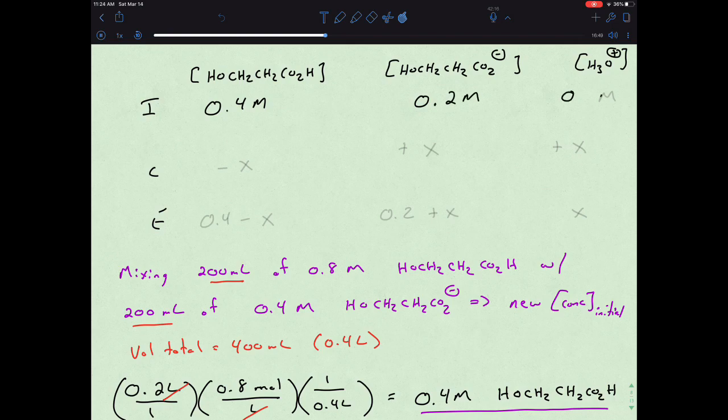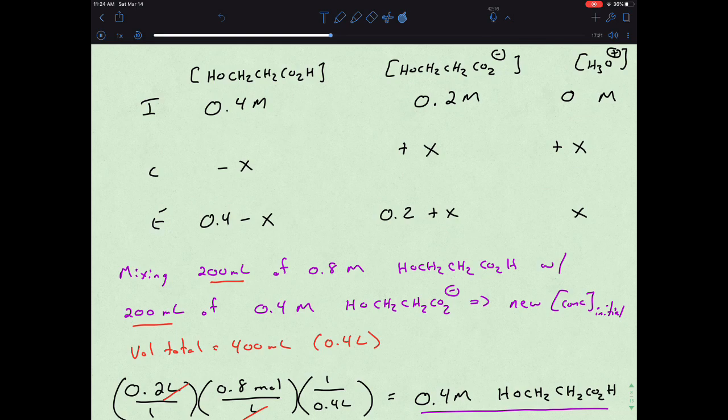And we don't have anything of the hydronium ion. That tells us our positive direction of change. On the product side, we would see increasing concentration, and on the starting material side, decreasing concentration. And so we get 0.4 minus X for the glycolic acid, 0.2 plus X for the glycolate, and X for our hydronium ion.